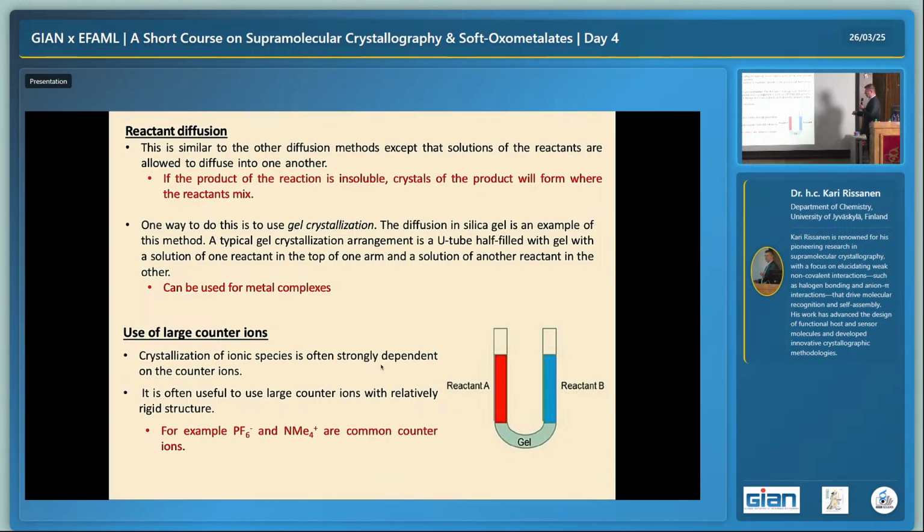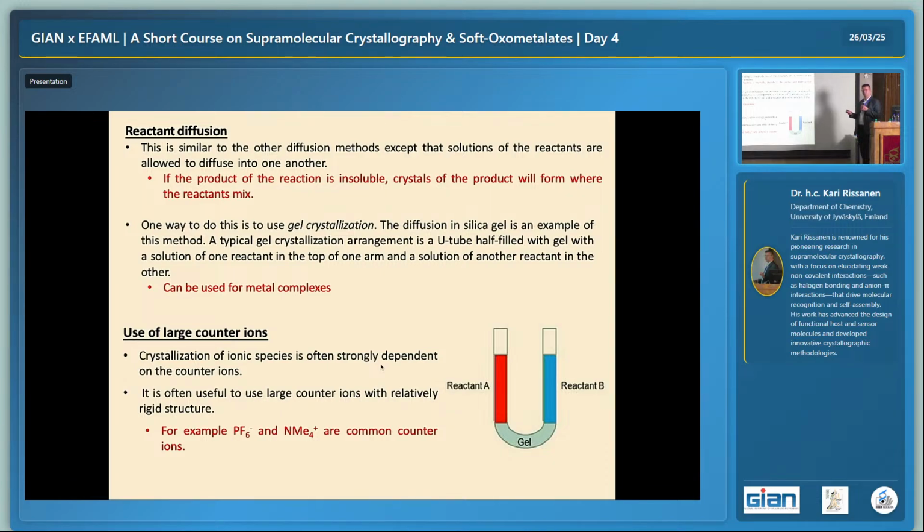And then we just let them be. I'll close this normally. Of course, we don't want to have evaporation. And now what happens? This red reactant A starts to diffuse in this direction, and this reactant B starts as well, and in this region where they meet, the crystallization happens. This can also be called gel crystallization.